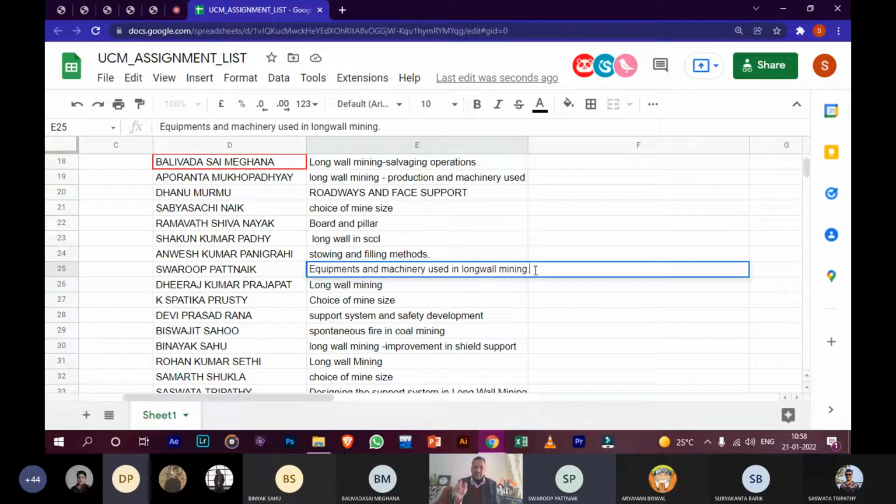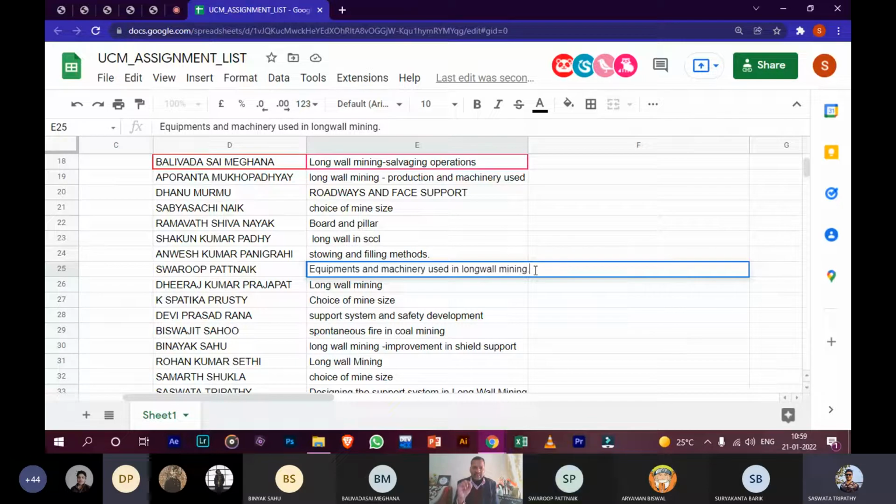What I had in mind was how the different kinds of machinery were introduced in longwall mining, from the starting. Very primitive subject. I want my students to go into more details of it. Can you please suggest something, sir?